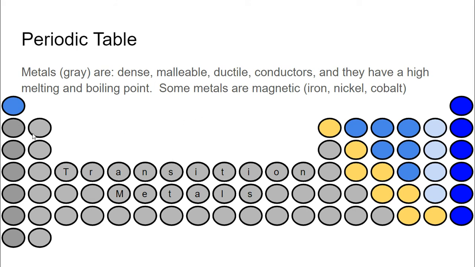Metals in general, so all of the gray elements, are going to have similar physical and chemical properties. They're going to be dense, malleable, ductile conductors, meaning they move heat and electricity through them efficiently. Malleable, you can hammer them out into sheets. Ductile, you can twist something into a wire. They're going to have a high melting point and also a high boiling point. This makes it so that almost all metals are going to be solids at room temperature. Some metals are magnetic. Really only 3, iron, nickel, and cobalt, are magnetic. They're going to be around here someplace.